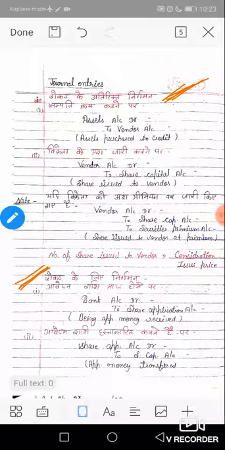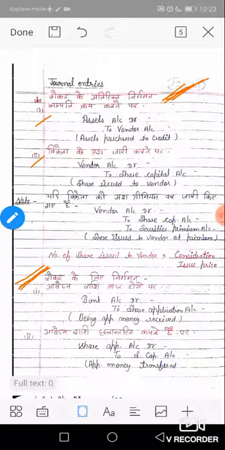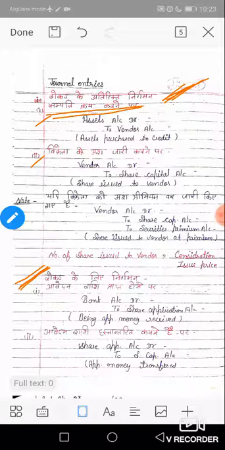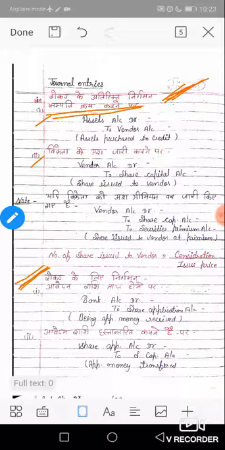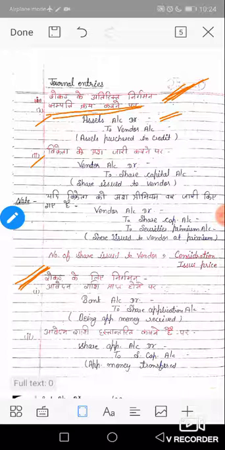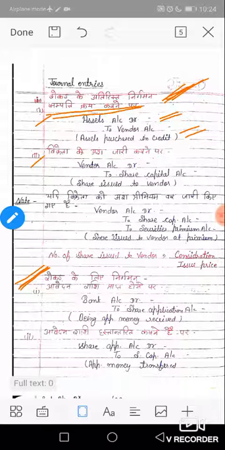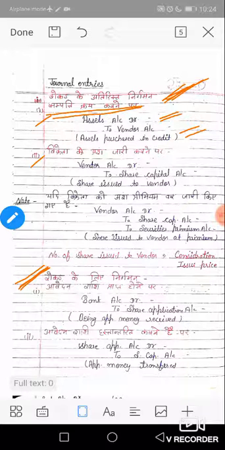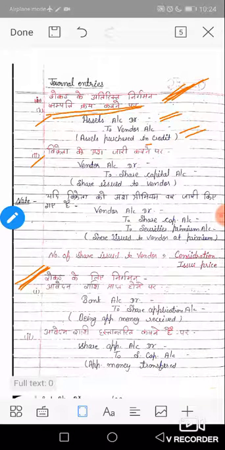Now there are two entries regarding that. First is at the time of purchase of assets. When a company purchases assets from a vendor, the journal entry is Assets Account Dr., because assets are purchased, and since the purchase is on credit, To Vendor Account. The vendor account is credited with the consideration amount.